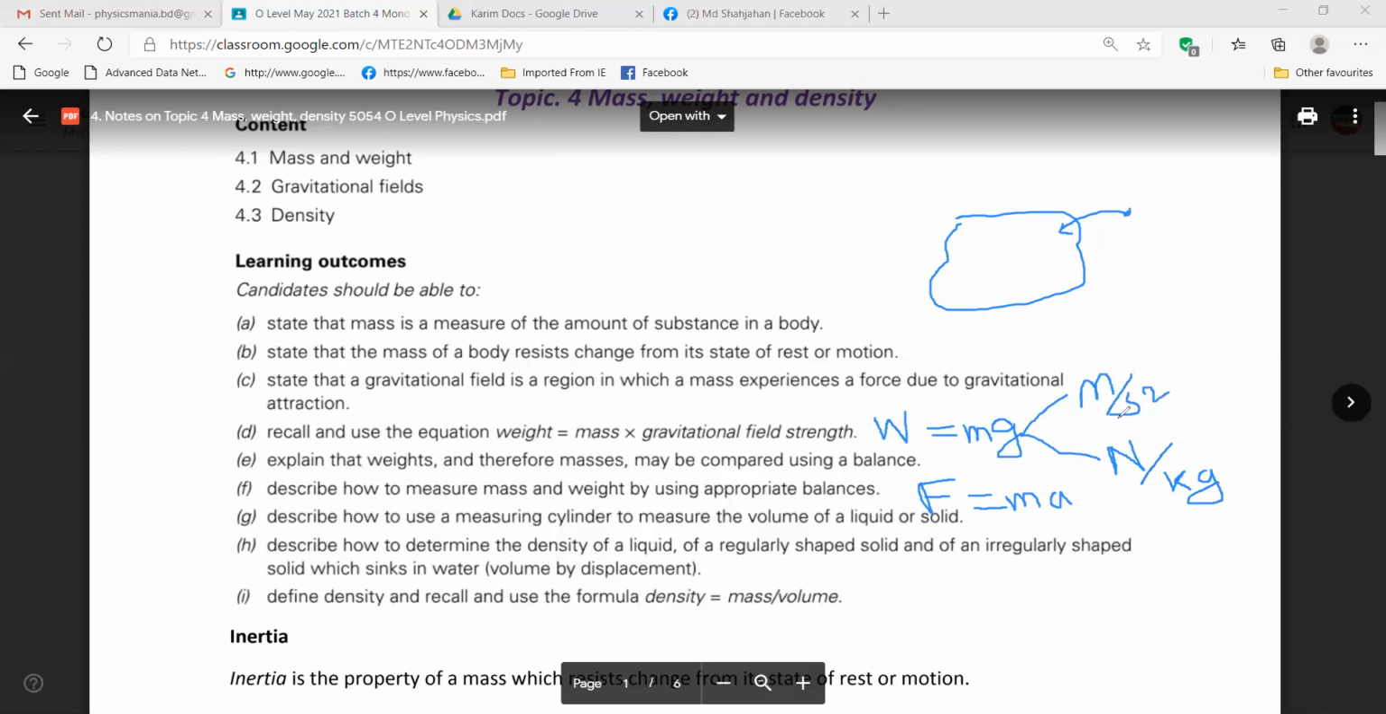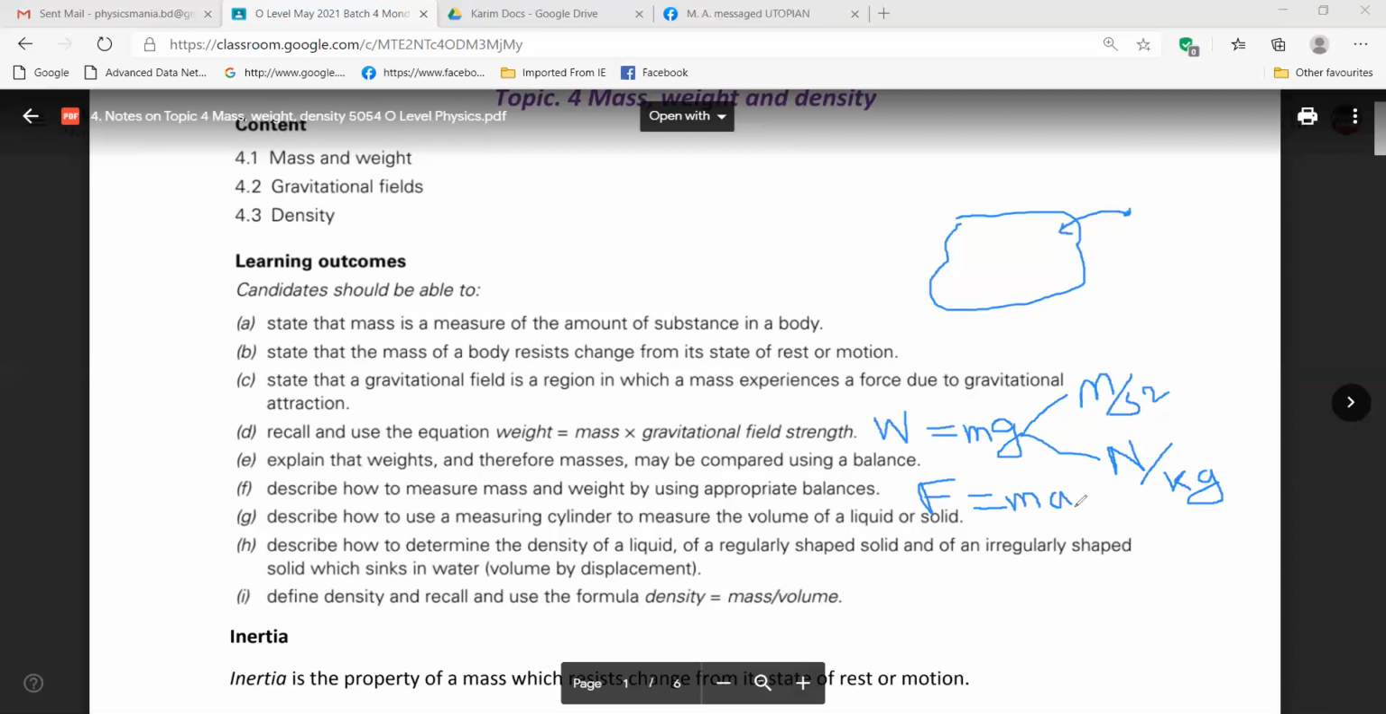Did you understand what I said? When the object is in motion, we say acceleration of free fall, and then we use the unit meter per second square. And if the object is in a static position on the earth, that time we say Newton per kg. That is gravitational field strength. Is it clear? Yes, sir. So Newton per kg and meter per second square are the same unit.